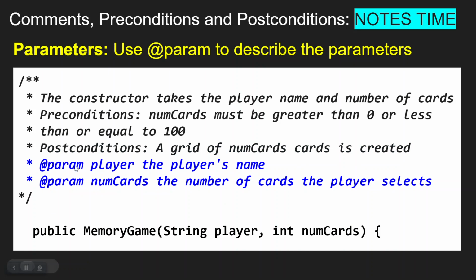And then finally, we're going to get to @param. Basically, you want to describe each parameter for your constructor or for your methods. So you use @param to describe the parameters. So @param player. Player is my first parameter, and then I just describe it. It's the player's name. Super easy. And then @param num cards. Num cards is my next one, so I put that here, and then I just describe it. The number of cards the player selects. So pretty straightforward.